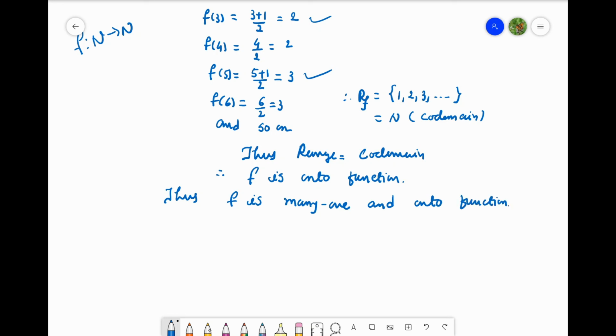So in such type of examples, if you are not sure about the definition, it is better you find out at least 8 to 10 images of distinct elements. So if right hand side images are repeated, then many one. Here you can observe f of 1 is 1, f of 2 is 1. So it is many one. Similarly, from distinct images you can write range, and range equal to your codomain. So since range equal to codomain, therefore f is onto function.